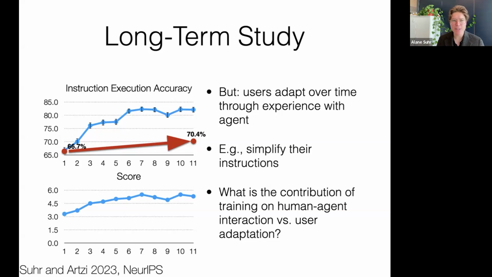When we look at how the user instructions have changed, we find that, for example, they stop issuing instructions that ask for more than one card, and mostly only ask for a single card per instruction. So they've simplified their instructions in different ways. But the majority of this improvement from 67-ish to 82% accuracy is coming from the policy actually improving.